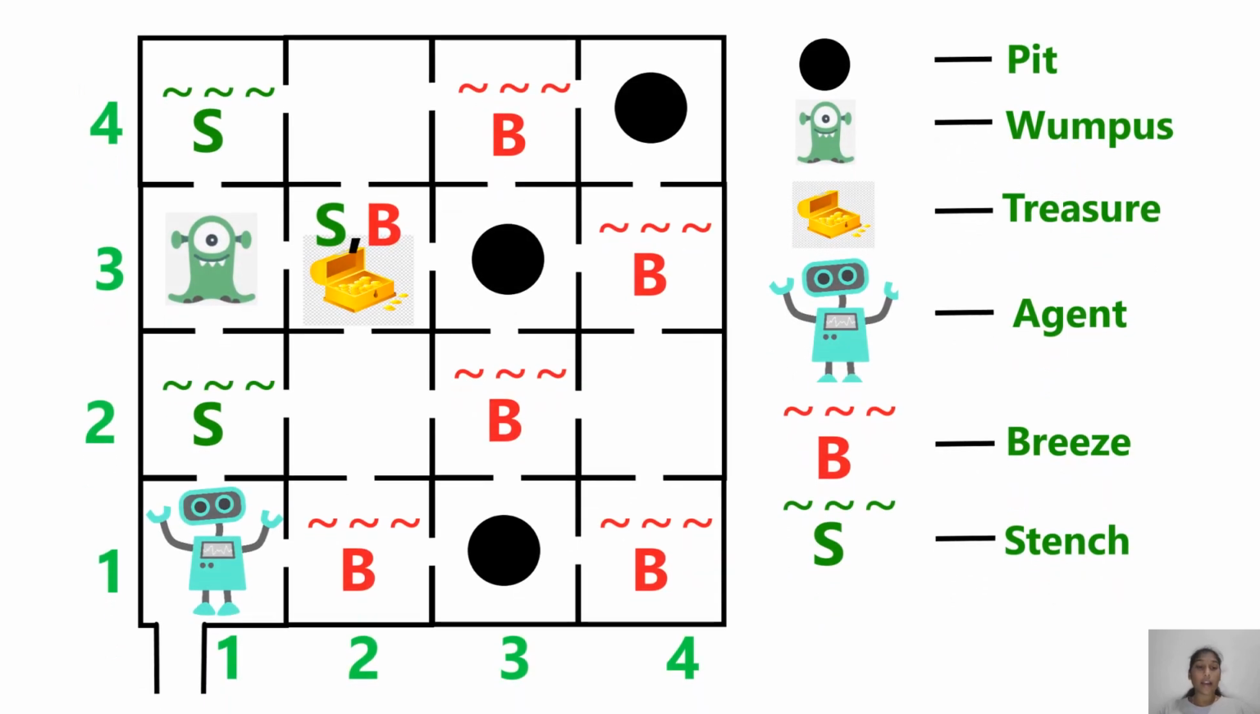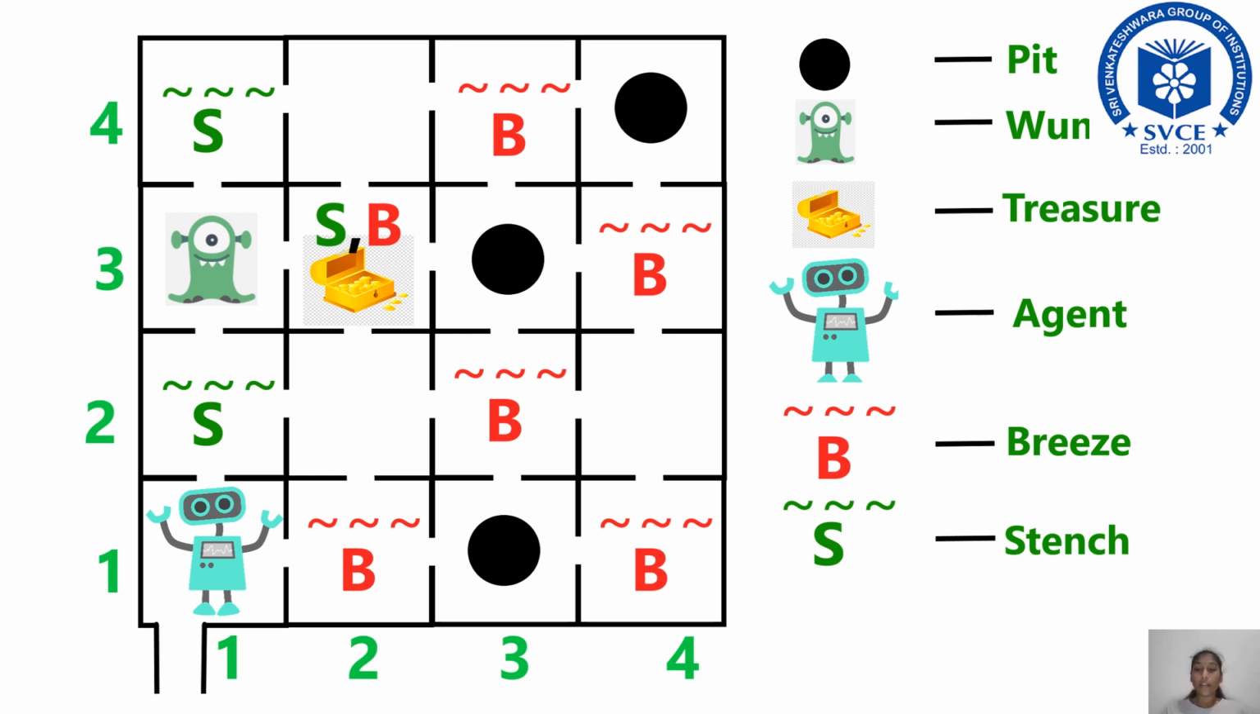Now let us see a diagram. In this diagram shown, the position of the agent is 1,1. That is, it starts from this 1,1 position. The S indicates stench, B indicates breeze, this black hole indicates a pit, and this indicates the Wumpus. This treasure box indicates that it is gold.